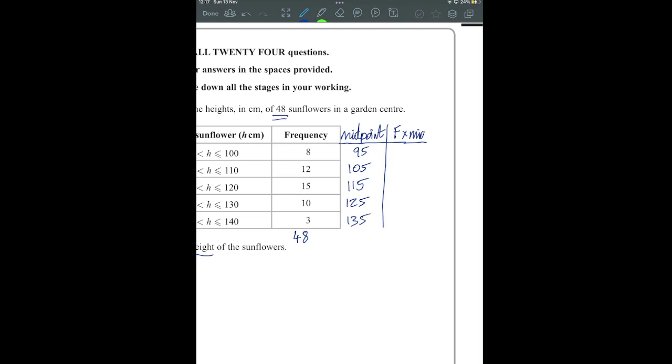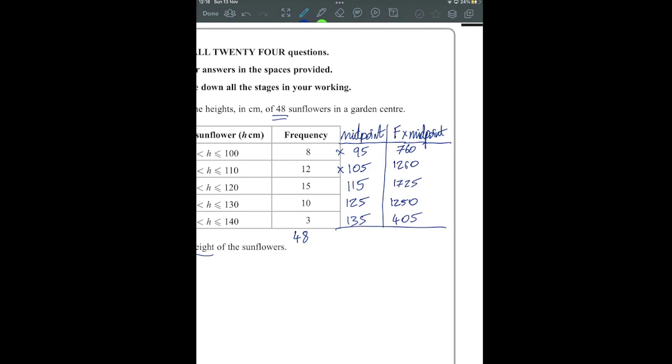The next step is to calculate an F times midpoint column. So 8 times 95, and this is telling us the total height of those 8 flowers, or the estimated total height of those 8 flowers. 12 times 105 is telling us the estimated height of those. 15 times 115, 10 times 125, and finally 3 lots of 135.